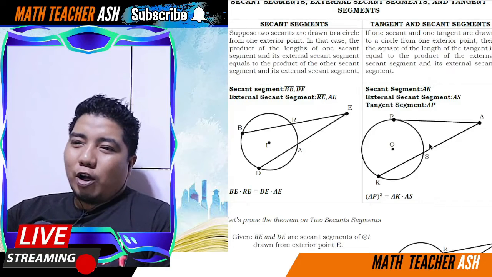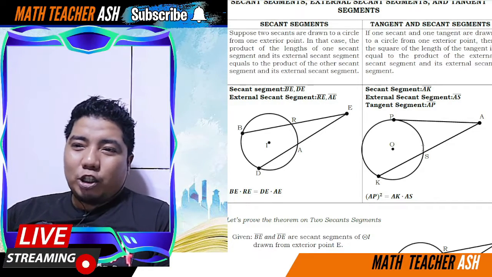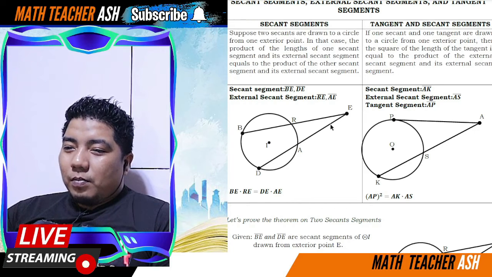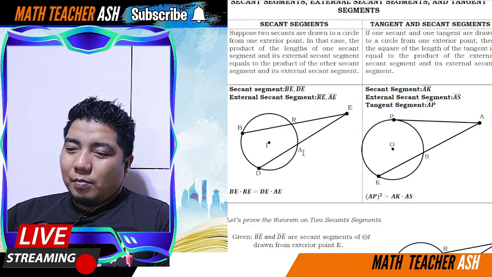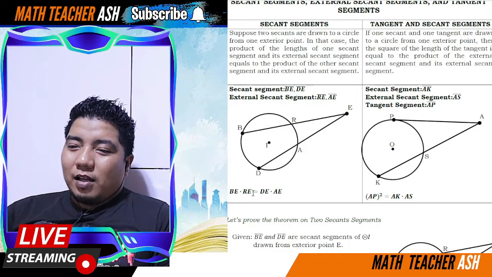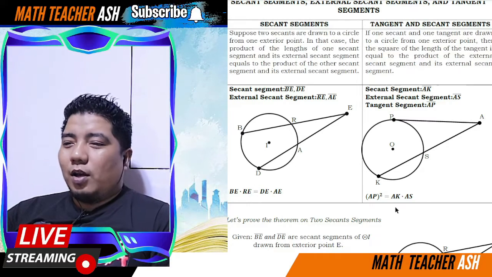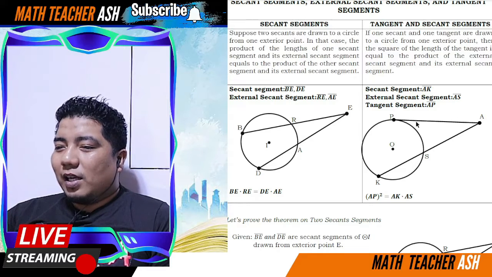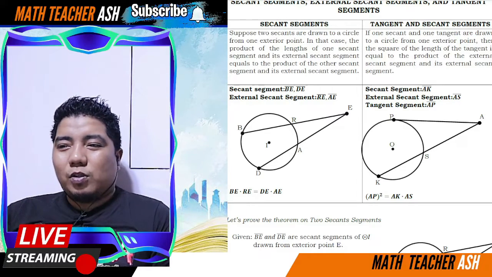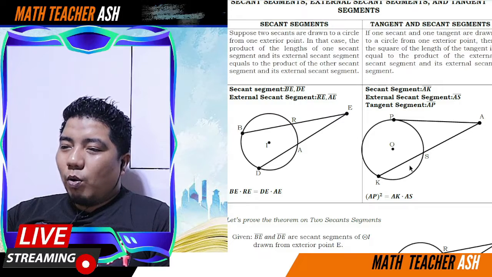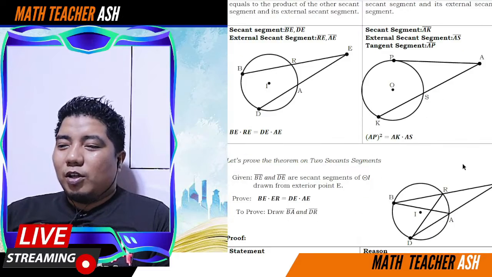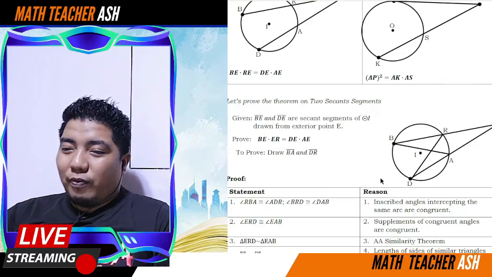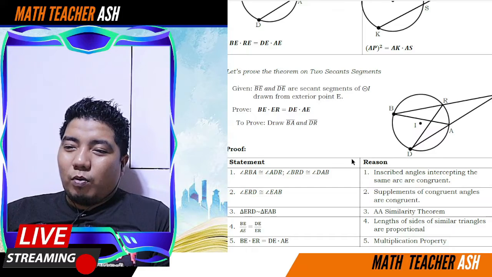Now, in terms of the relationship of this one, the whole times the outside part, and the whole times the other outside part, the products of them are equal. Okay, how about here? Since ito, nag-iisa lang ito, you multiply it by itself. So AP squared tayo, and then ito whole times the outside. Okay, so ganun din. So these are the proof, the reasons on why is that so.